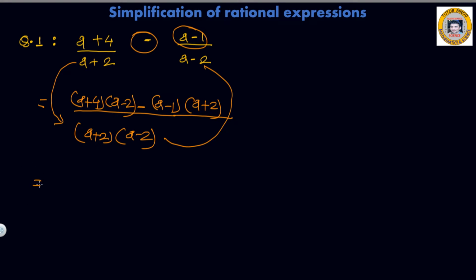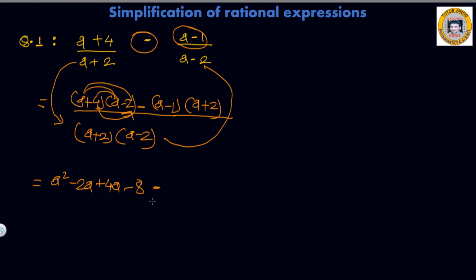Now let us do the multiplication of this. So if I want to expand it, I would do a square minus 2a, a square minus 2a. Now with this term, 4 times a is positive 4a, 4 times 2 is negative 8 because here is a negative sign. Negative times positive is negative. 4 times 2 is 8. So this is how we do this part.